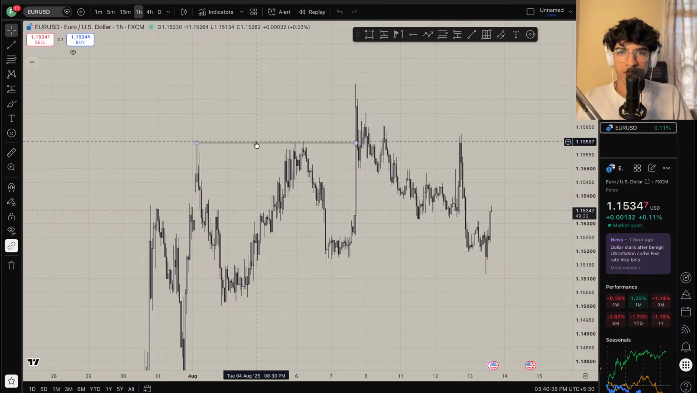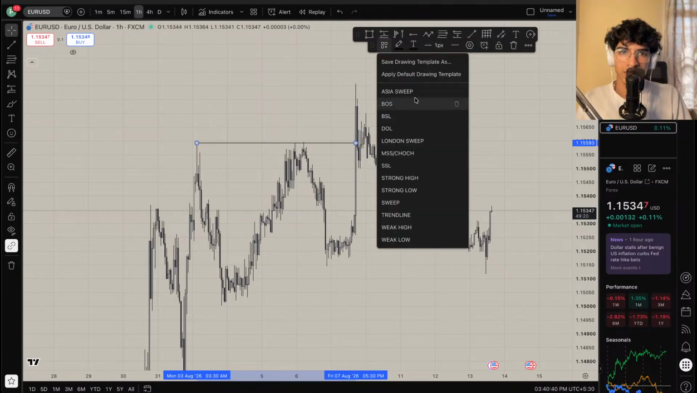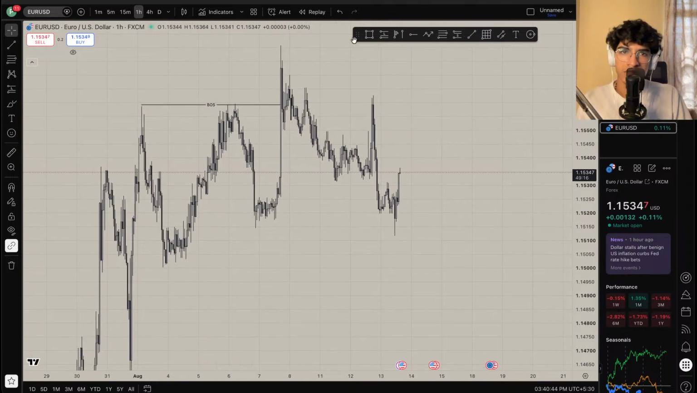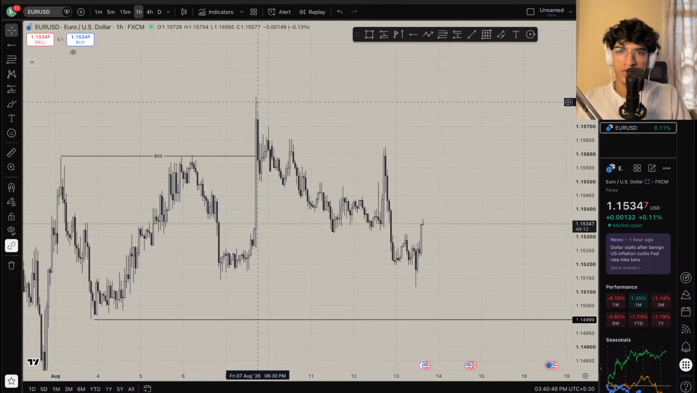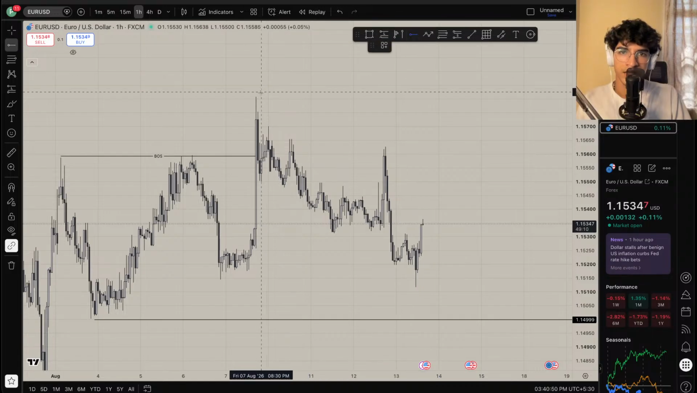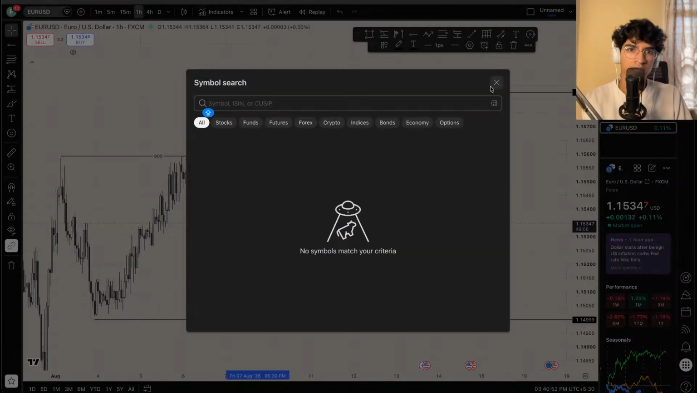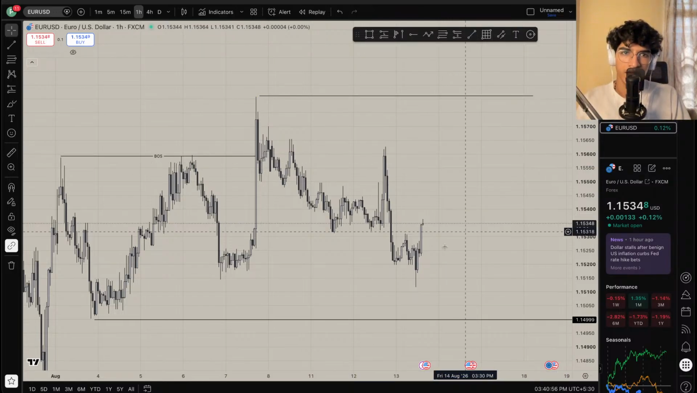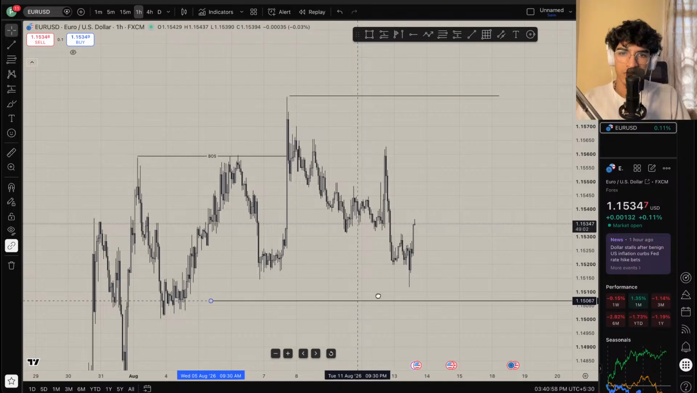So here you can see a breakout structure to the bullish side. This is all the market structure concept, SMC concept. When the breakout structure happened to the upside, I got a low here, and the next high was formed here. Did this high break? No, this high hasn't broken yet. And did the low break? No, the low didn't break.